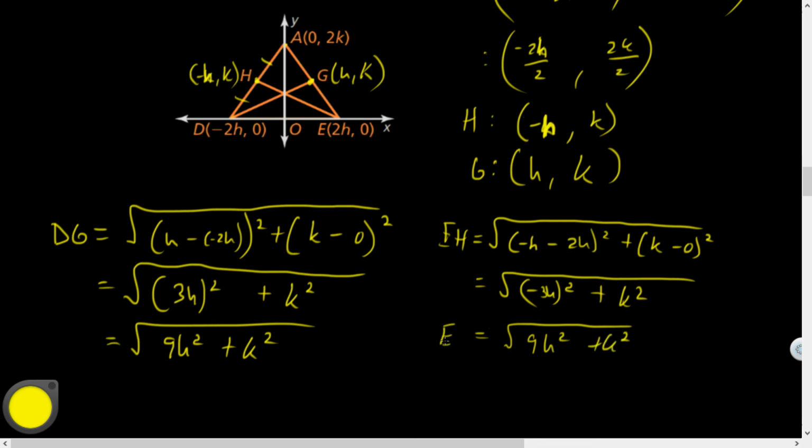So notice if EH and DG are equal to each other, by transitivity, then by definition of congruence, DG is congruent to EH. There we go.